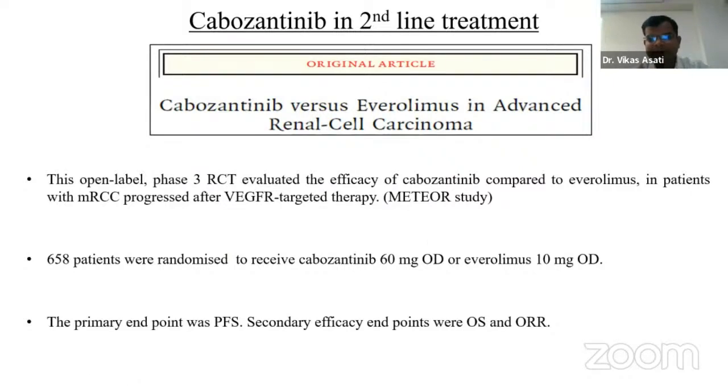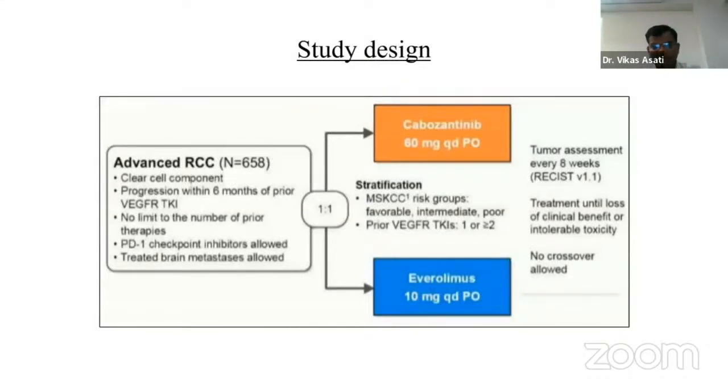The trial was the METEOR trial. It was an open label phase 3 RCT which evaluated the efficacy of cabozantinib versus everolimus in patients with metastatic RCC who progressed on a TKI, that is sunitinib or pazopanib. More than 600 patients were randomized between cabozantinib and everolimus. The primary endpoint of this trial was PFS. So this was the treatment schema, the study design.